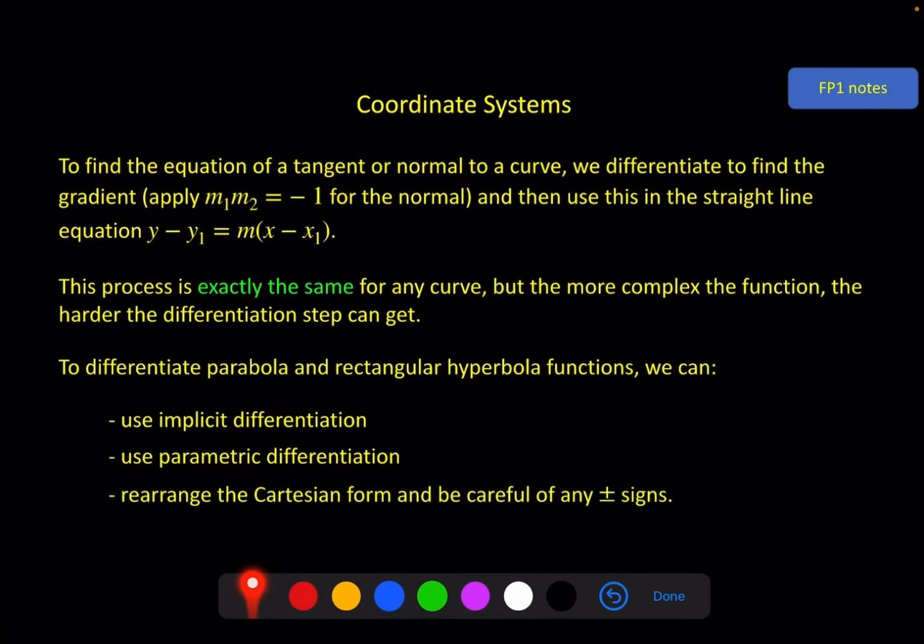Now, because you haven't necessarily done these before doing this module, the one I'm going to use in this video is the last one. We're just going to rearrange the Cartesian forms to give y equals, and anywhere there's a square root, we're going to be very careful of the plus minus signs. And the rest of the video is just going through examples.